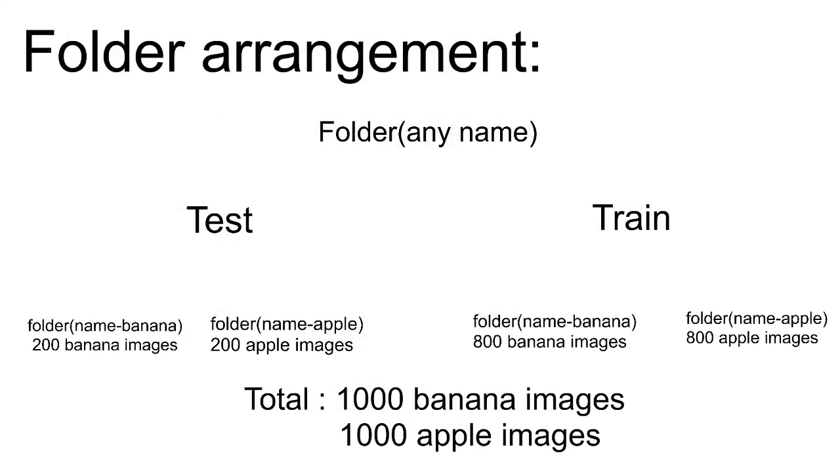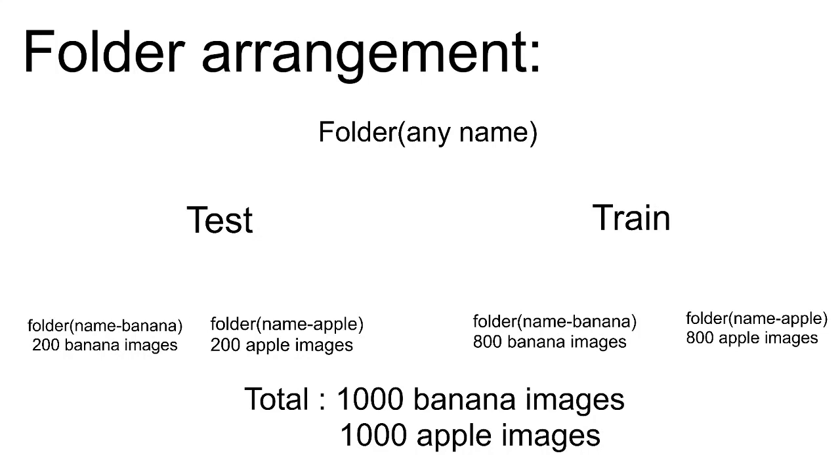Now the folder arrangement for this project. This is a very important part, so don't skip it. At first, make a folder with any name. In the folder, you need 2 subfolders, that is test and train. In the test folder, you need 2 other subfolders, a folder named banana and a folder named apple. The names don't matter, but in both test and train, you need to have the same names. For example, in test I have used banana for a folder and apple for another one, and I did the same in train. You can use any other names.